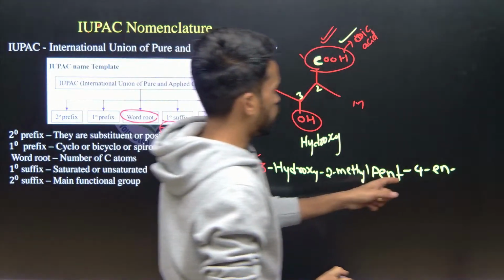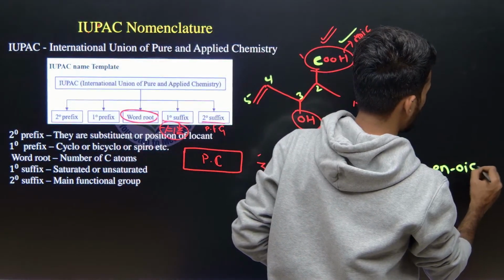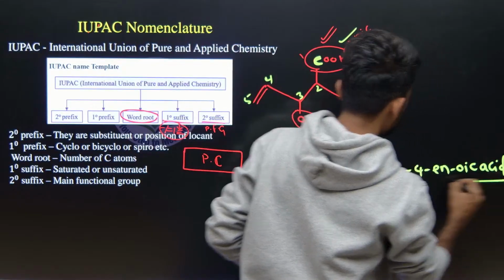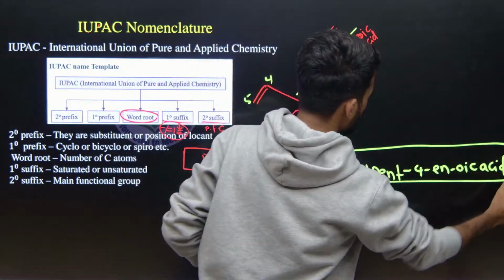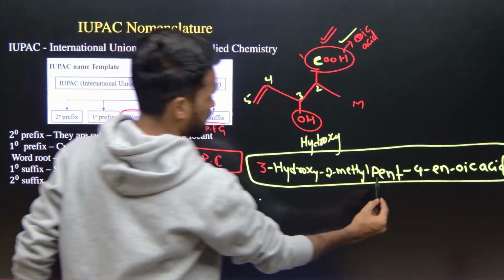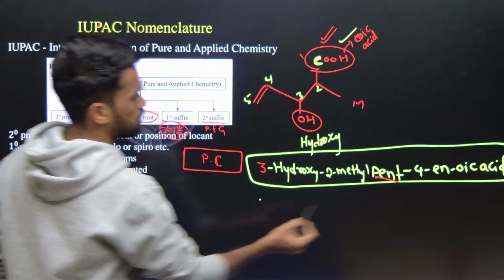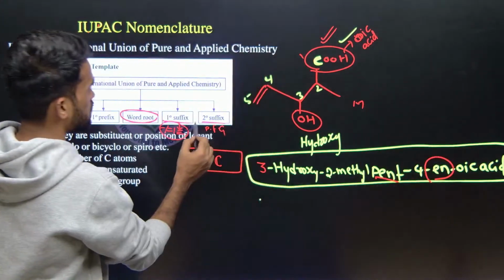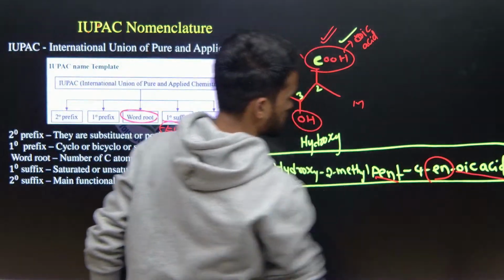Okay. So that is 4-enoic acid, written like this. This is the standard way of writing the name. So what is the word root here? Pent. And what is our primary suffix here? -ene. And the secondary suffix is what? The principal functional group is oic acid, that's it.